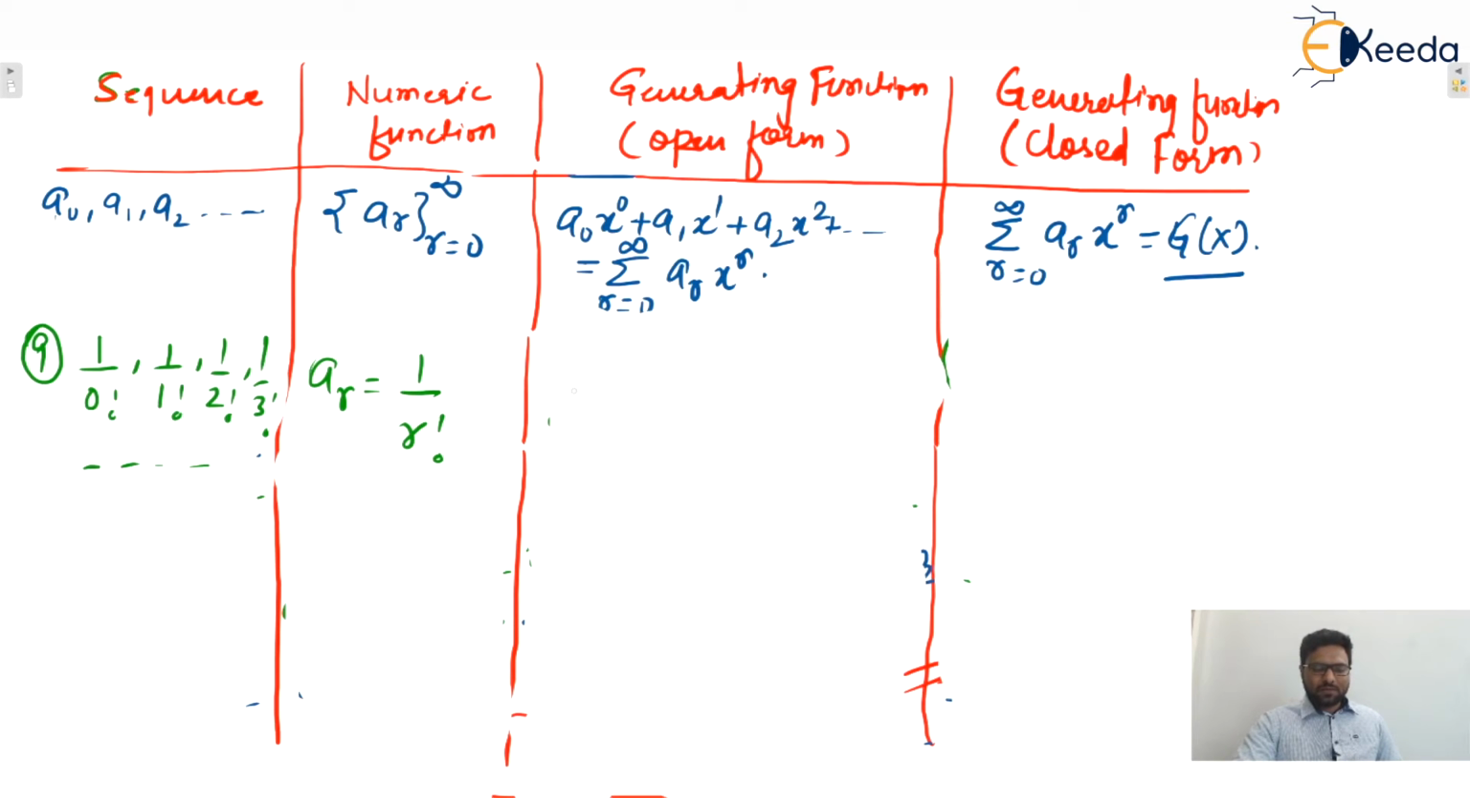So this becomes summation r from 0 to infinity x raised to power r divided by r factorial. It is 1 plus x raised to power 1 divided by 1 factorial, x square divided by 2 factorial. Then x cube divided by 3 factorial and so on. And what is this series?